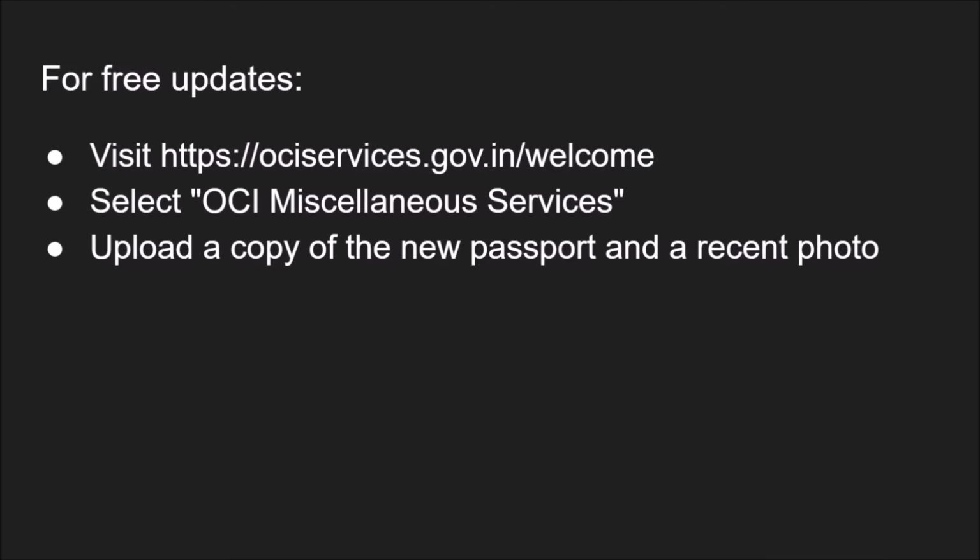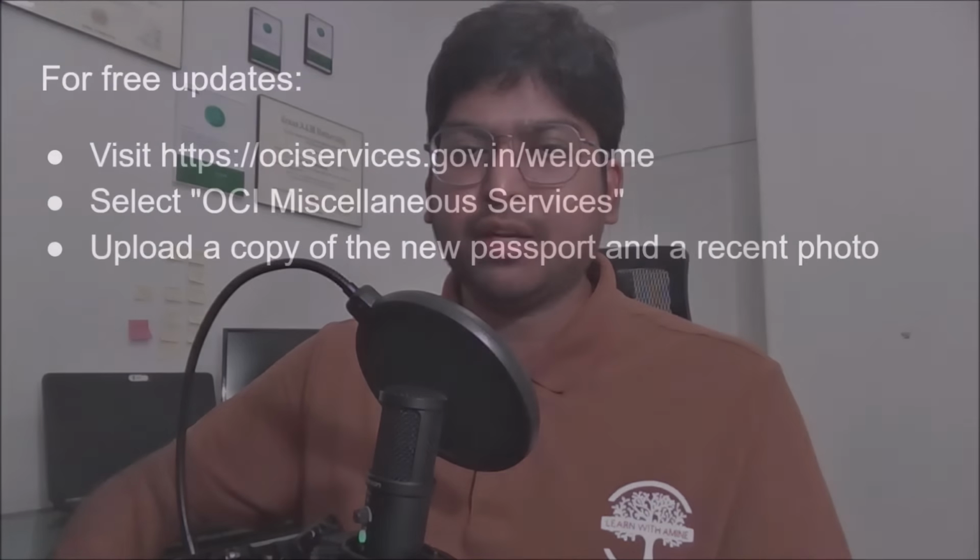Now, in order to update the particulars of a passport, photograph or signature, you need to go to this website, ociservices.gov.in/welcome. You need to select OCI miscellaneous services and upload a copy of a new passport, a recent photograph and a recent signature. So this is just the overall steps. I will also show how it is done in the later part of this video. Do not worry on that part.